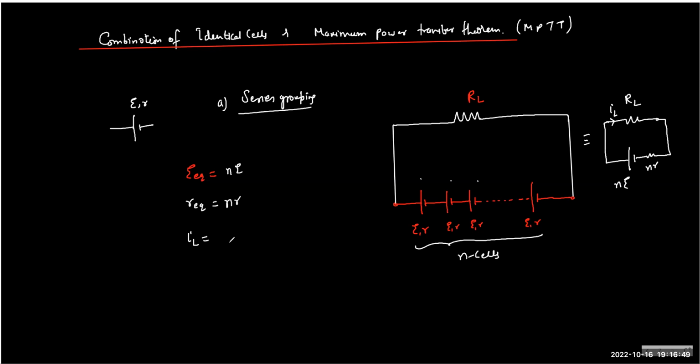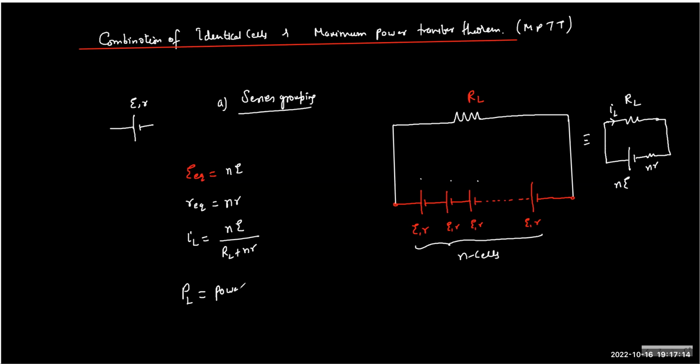And because it's a single loop, finding the load resistance and load current is very simple. So what is the IL, guys? IL is how much? The net driving force of the circuit is NE, divided by NR. No, it is RL plus NR. Oh yeah, the net resistance will add up. These two are also in series, right? Now, the next question is, how much power is received by the load?